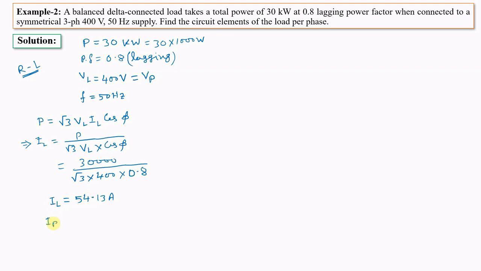And the phase current, for a delta connected system, will be line current upon root 3. It will be 54.13 upon root 3, and the value will be 31.25 ampere. So this is the phase current.